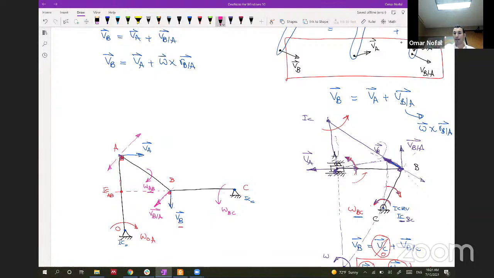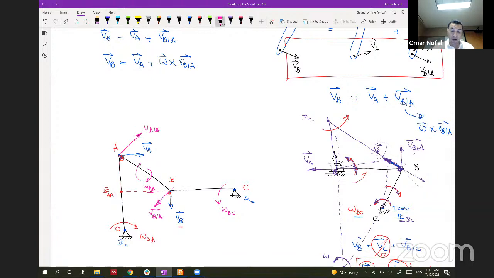So you know that omega is moving like this. So VA with respect to B will be going up. It's something like that. This is how omega rotates, in this direction. So VA with respect to B will be going up, something like that.